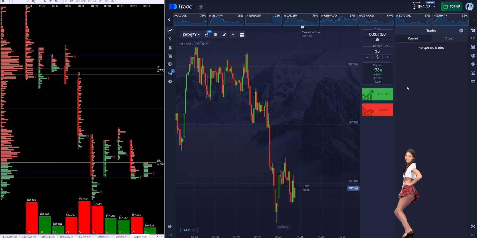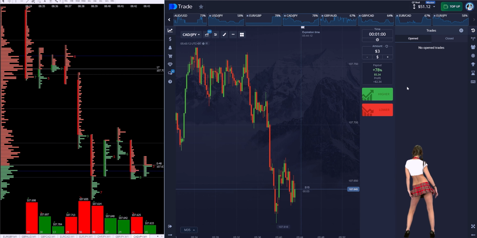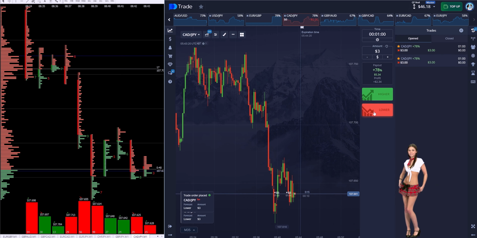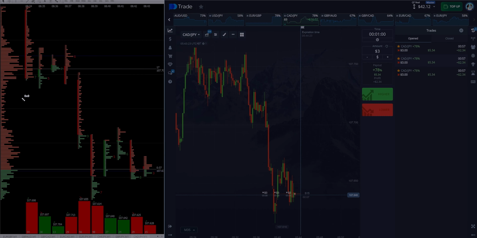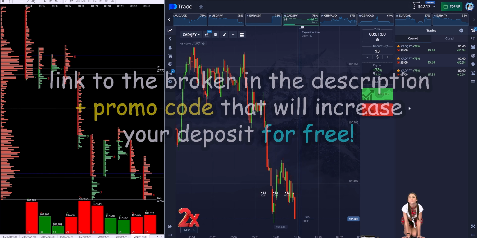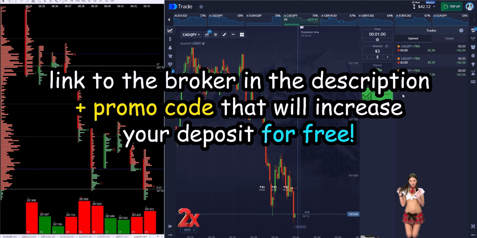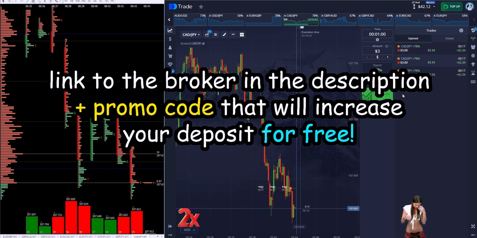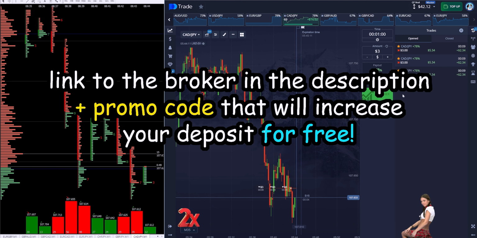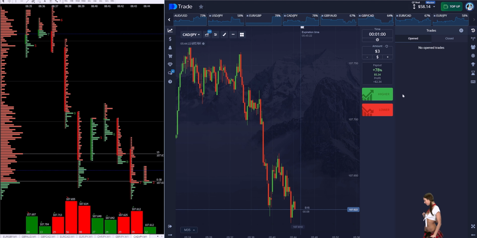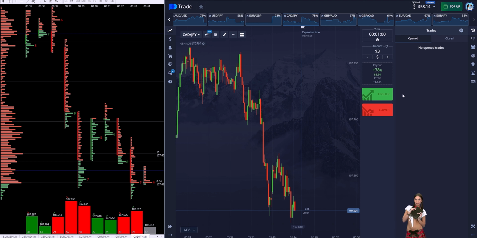I see the entry point. I opened a trade. Logic of entry in a trade. Volume test. And down. So far, so good. Waiting for the next entry points.